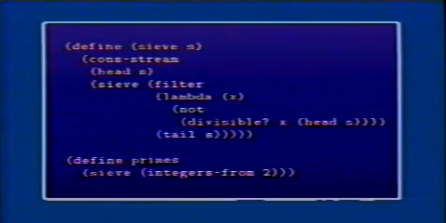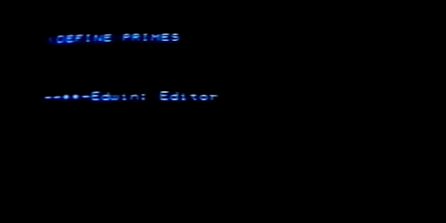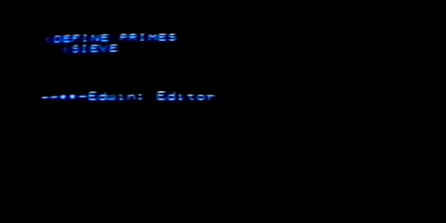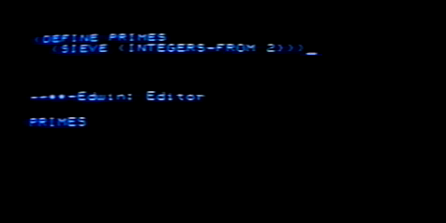Let's try that. We can actually do it. Let's see, I typed in the definition of sieve before, I hope. So I could say something like, define the primes to be the result of sieving the integers starting with 2. So now I've got this list of primes. That's all of the primes.